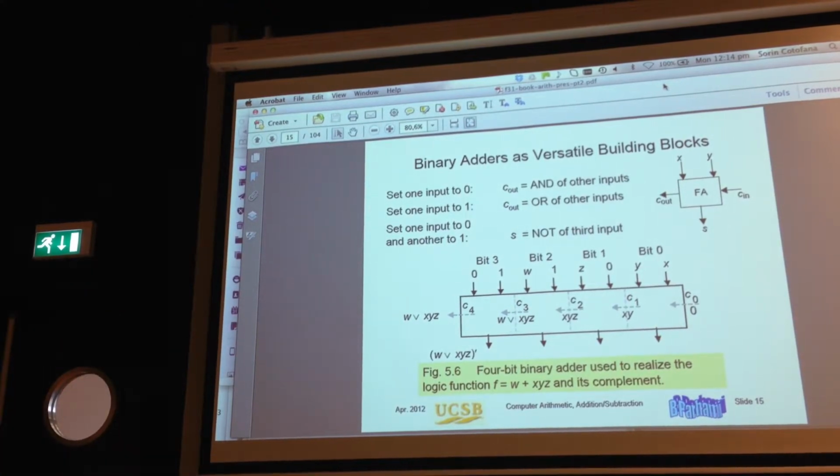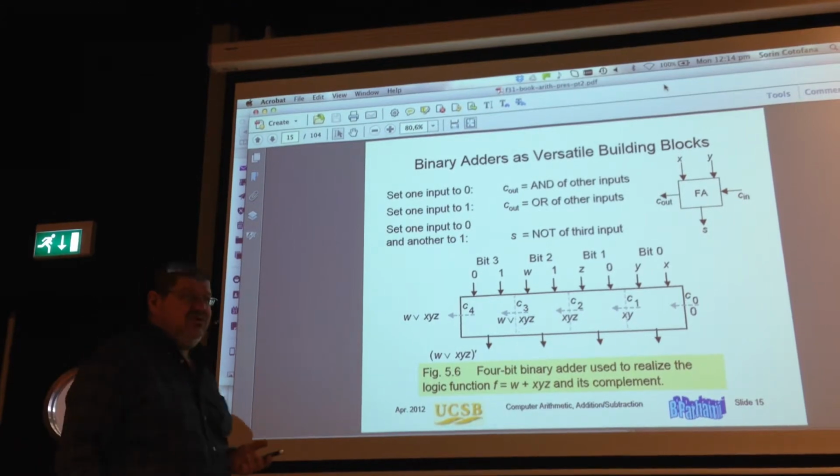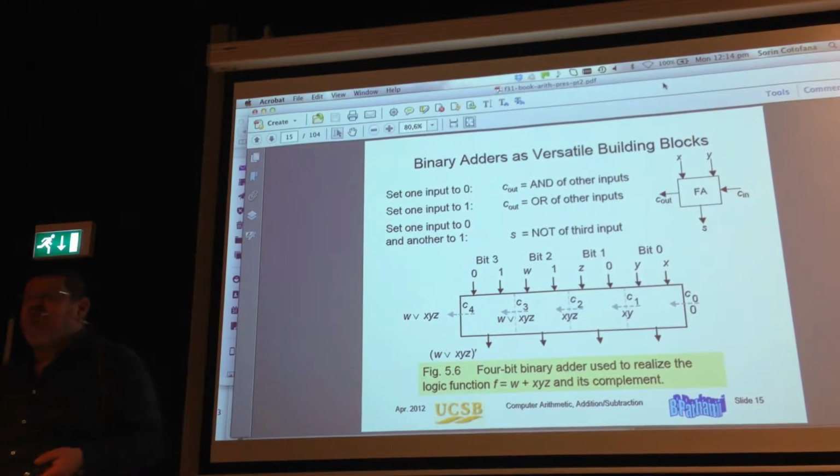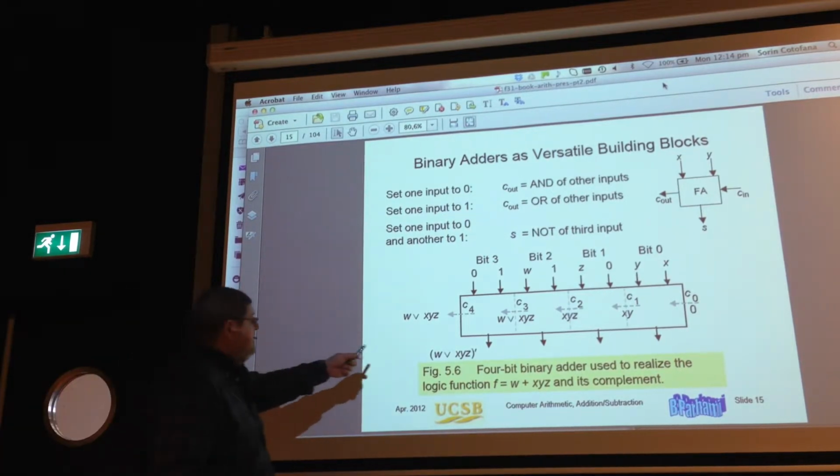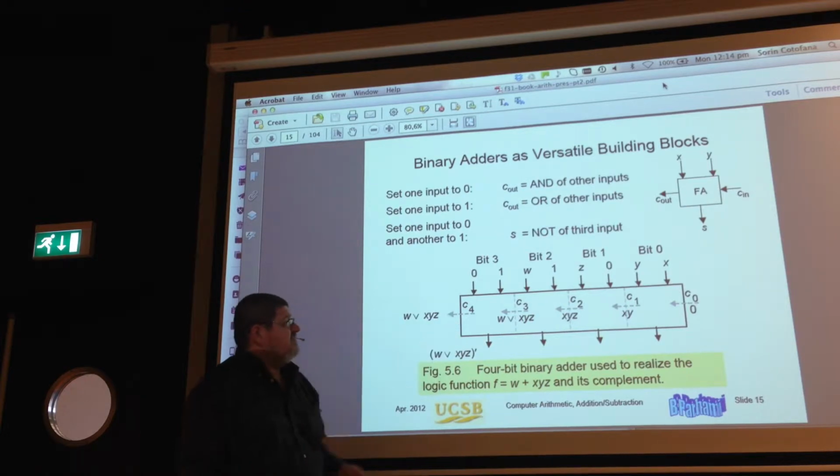Okay, assuming that in a system I have some adders and I don't know what to do with them, and I want to compute some functions, then I have some silicon which is already configured as adders. I can use that silicon in order to implement functions. And this is the implementation of a function based on this kind of configuration.